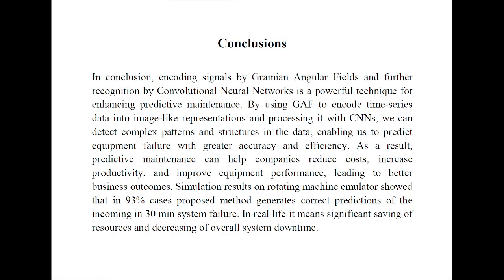In conclusion, I would like to say that encoding signals by Gramian angular fields and further recognition by convolutional neural networks is a powerful technique for enhancing predictive maintenance. By using GAF to encode time series data into an image-like representation and processing it with CNN, we can detect complex patterns and structures in the data, enabling us to predict equipment failure with greater accuracy and efficiency. As a result, predictive maintenance can help companies reduce costs, increase productivity, and improve equipment performance, leading to better business outcomes.